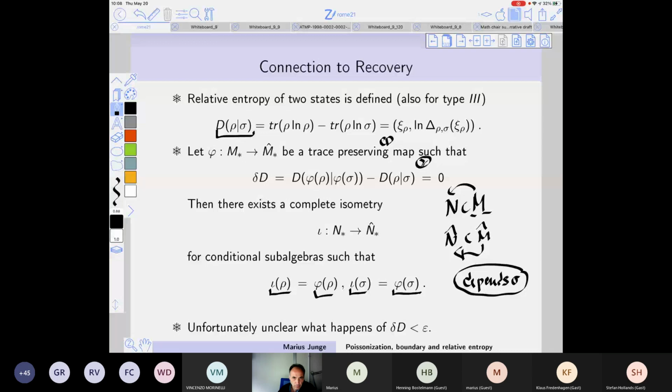Sorry, yeah. A small question about that last statement. Do we know what it would mean to have an almost complete isometry?